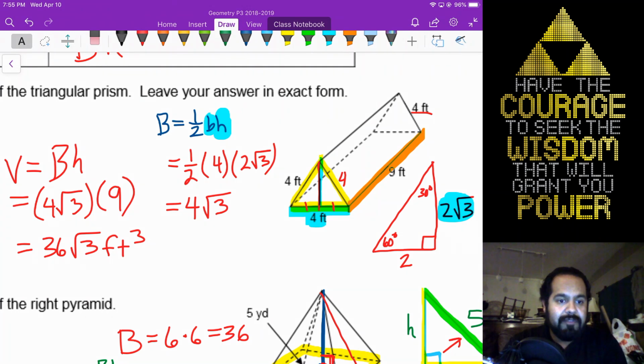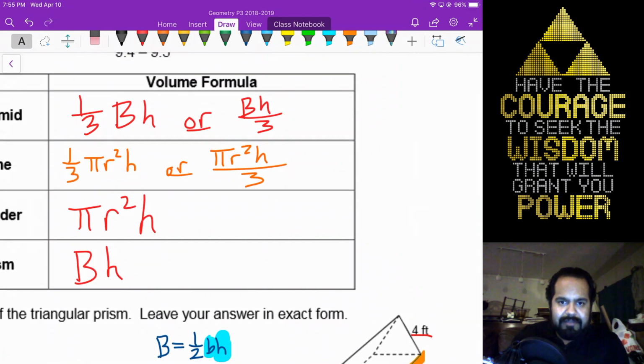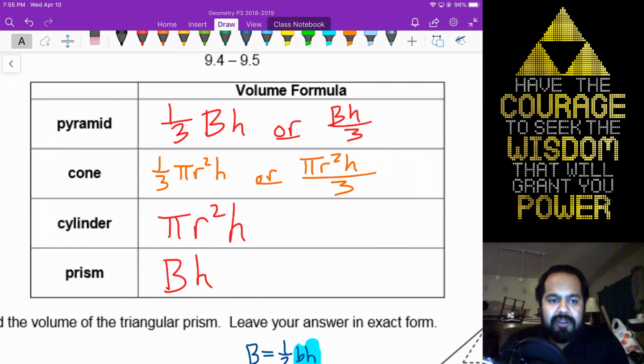Can I see the volume formulas, please? Sure, right there. Now, for your quiz, you only have to put one of those. You don't have to put both. Just put one. Okay, just the 1/3 base area times height, or just the base area times height over 3. It doesn't matter which one you pick. Just stick with one. It's only 4 formulas. It's not a lot to have memorized. Really isn't.